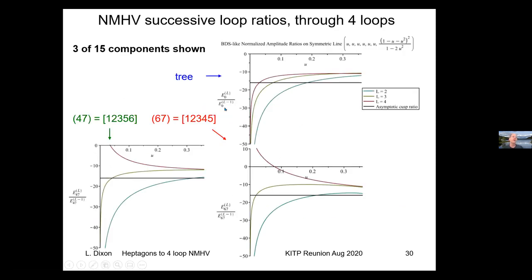When we go to the NMHV case, and now we can show results through 4 loops, the 4-loop result is shown in red here. And we can see that things are flattening as long as we're not too close to boundaries. But the trend of marching towards minus 16, we're still not at quite enough high loop order to see it completely.